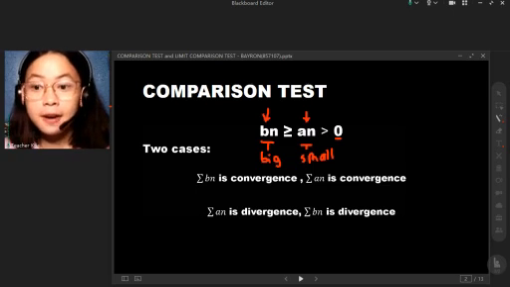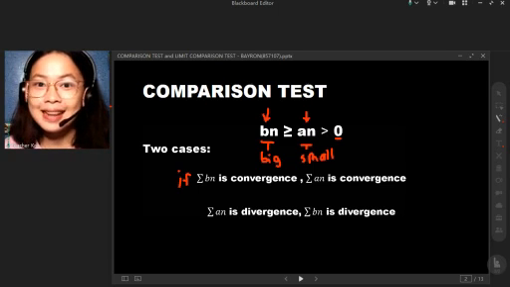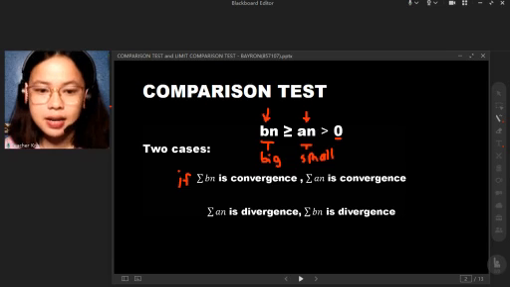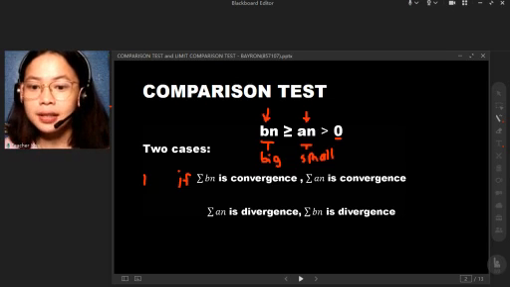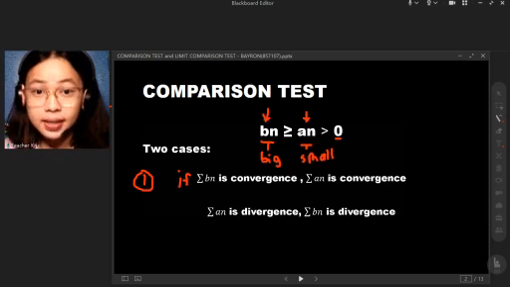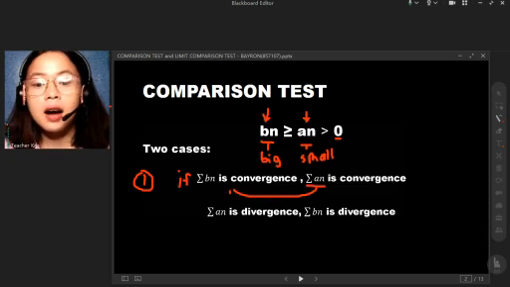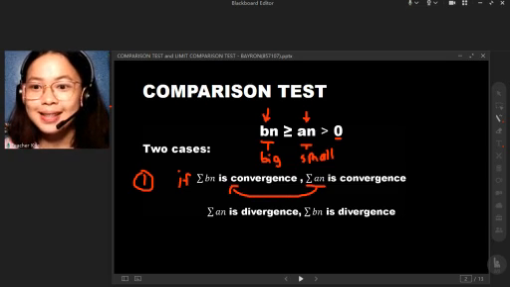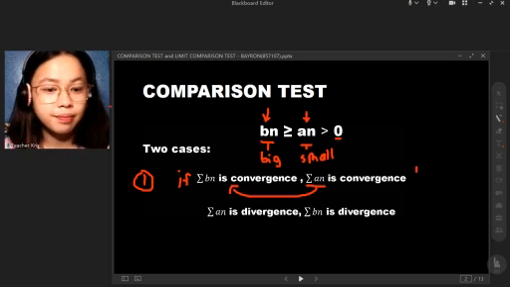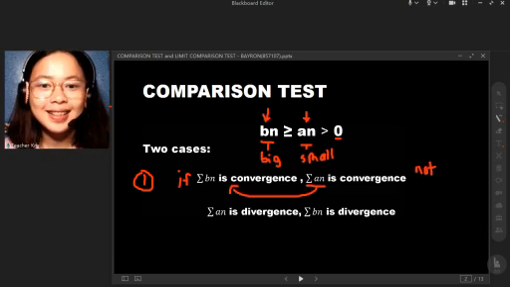We have here, if the series of the big sequence is convergent, then the series of the small sequence is convergent also. Take note that we cannot say that if the series of the small sequence is convergent, then the series of the big sequence is convergent. It is not the case.